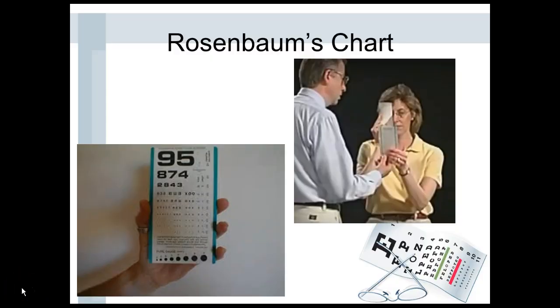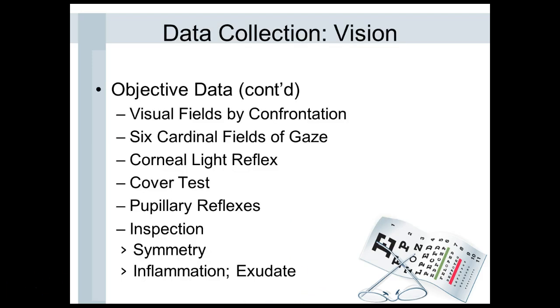Another common chart you might see is the Rosenbaum chart. It's a pocket guide to test visual acuity. Other objective data that you are going to collect is the visual fields by confrontation, 6 cardinal fields of gaze, corneal light reflex, cover test, pupillary reflexes, and inspection, so you're inspecting for symmetry, inflammation, and exudate.